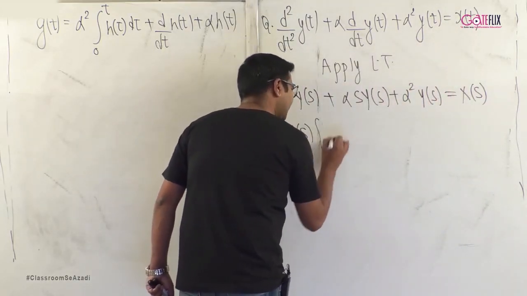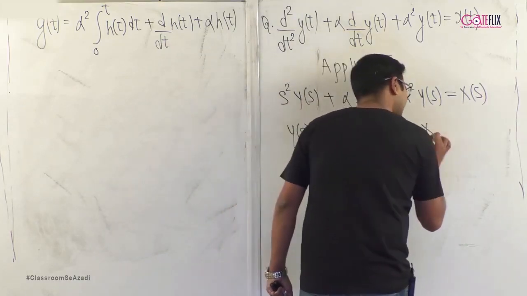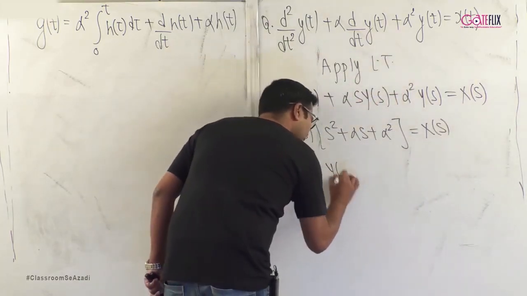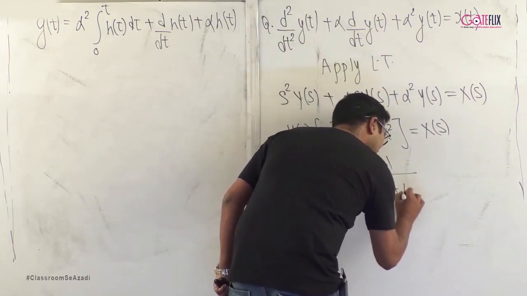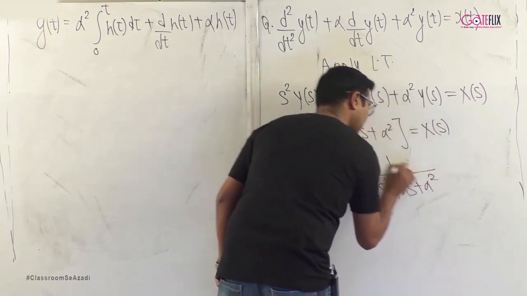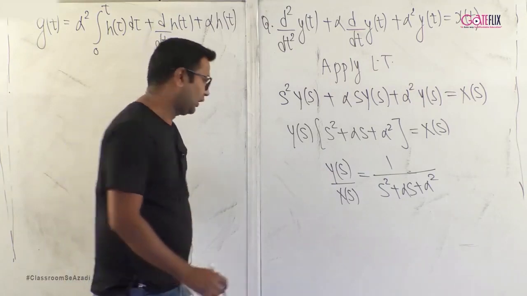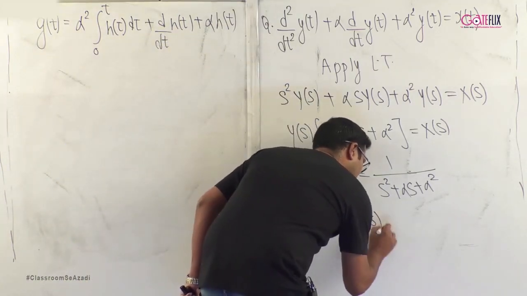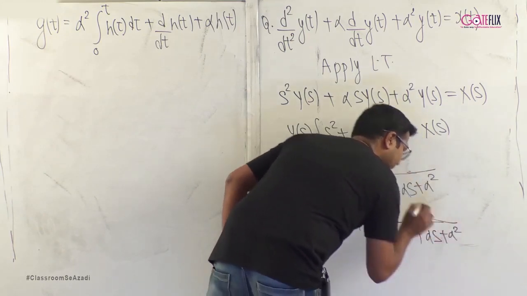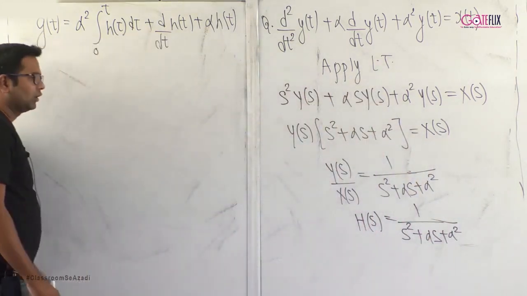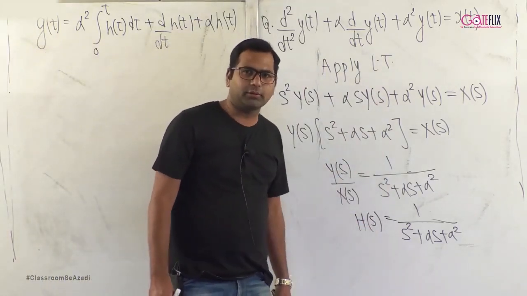Therefore, if we take Y(s) common, this will be (s² + αs + α²) Y(s) equal to X(s). Therefore, Y(s)/X(s) will be 1 upon s² + αs + α². But Y(s)/X(s) is called the transfer function H(s). Therefore, H(s) will be equal to 1 upon s² + αs + α². So, we get the transfer function H(s) from the first differential equation.